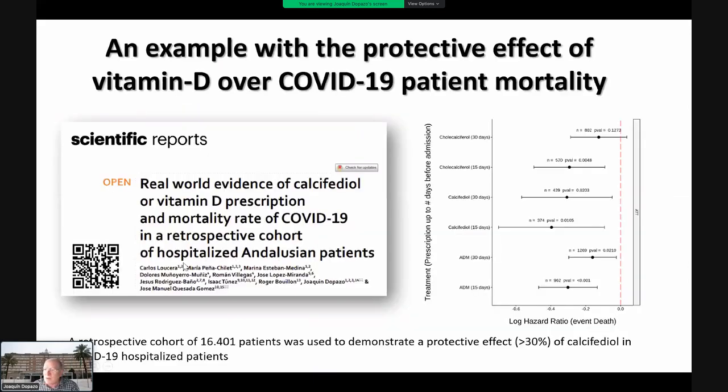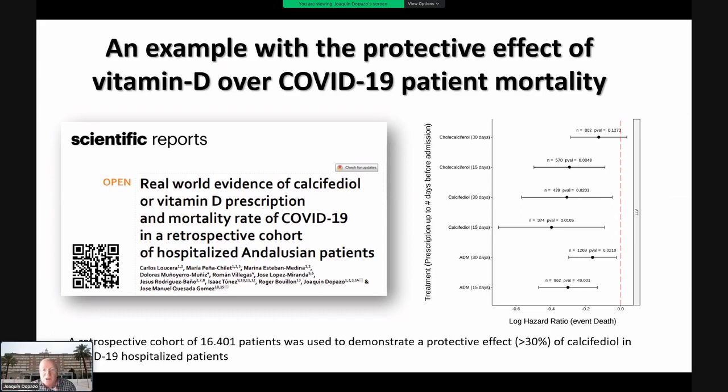Actually, the first one was vitamin D, which, for some reason that I never understood, was very popular in our region. So there was a high interest in vitamin D. And we had predicted that vitamin D would have a protective effect. And actually, this is what we see. There is a clear protective effect. So we managed to collect a retrospective cohort of more than 16,000 patients.